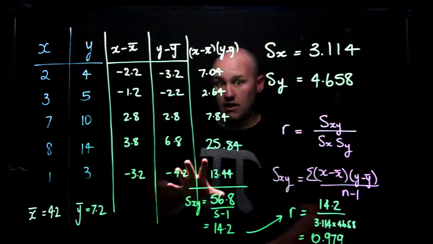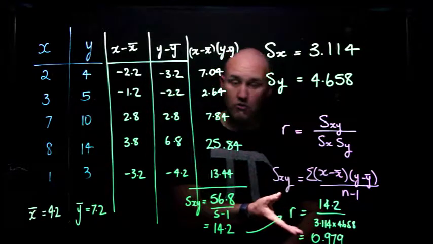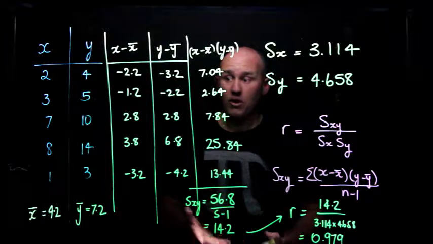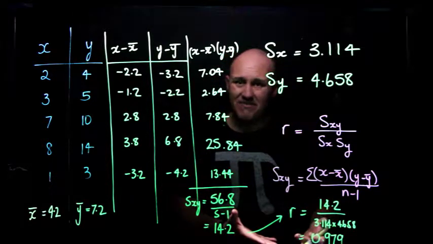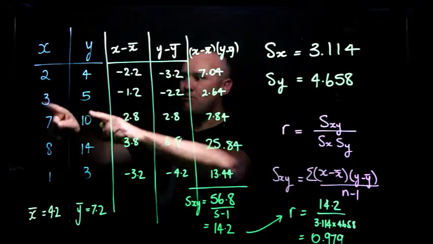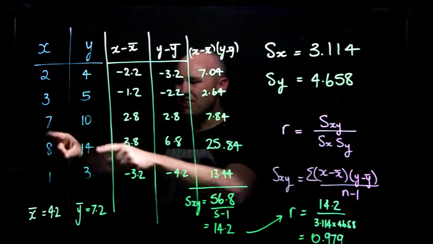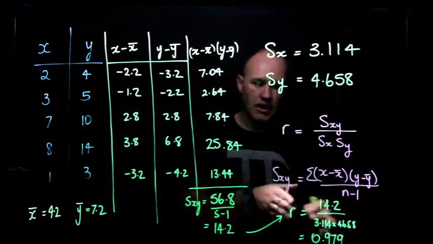If you make a mistake, there's a good chance that this will go over 1. If this goes over 1 or below negative 1, you've got a problem. You know you've made a mistake. So you just have to be careful and understand what you expect to get from the data. I can see that 2 to 4 is double, 3 to 5 is almost double, 7 to 10 is a bit less than double, but I can see there's a relationship between that data. I'm expecting a good r value, and here I've got one.